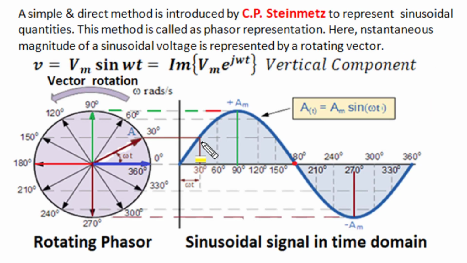For study and analysis of alternating current circuits, a simple, direct, graphical and analytical method is known as Phasor representation, and this concept of Phasor representation was introduced by C.P. Steinmetz. As per Steinmetz's Phasor representation concept, a sinusoidal alternating quantity is represented by a rotating vector, and such rotating vectors are known as Phasors. And representation of instantaneous magnitude and behavior of sinusoidal alternating current and voltage by a rotating vector is known as Phasor representation.